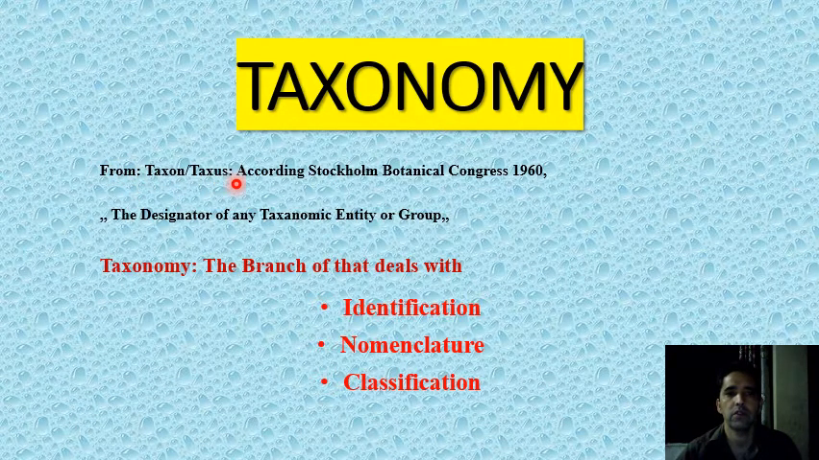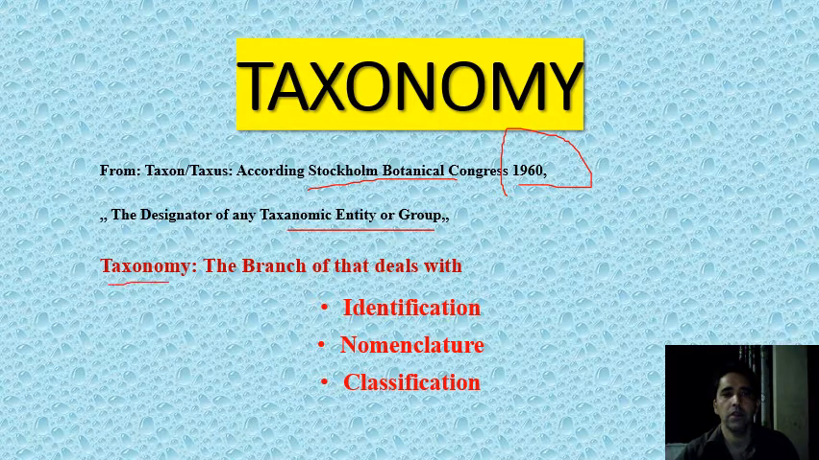Taxonomy is from taxis or taxon, which means a group of plants or animals or other organisms. According to the Stockholm Botanical Congress, held in 1960, it is a designator of any taxonomic entity or group. Taxonomy itself is a branch of science which deals with identification, nomenclature, and classification. We will discuss these three in detail.